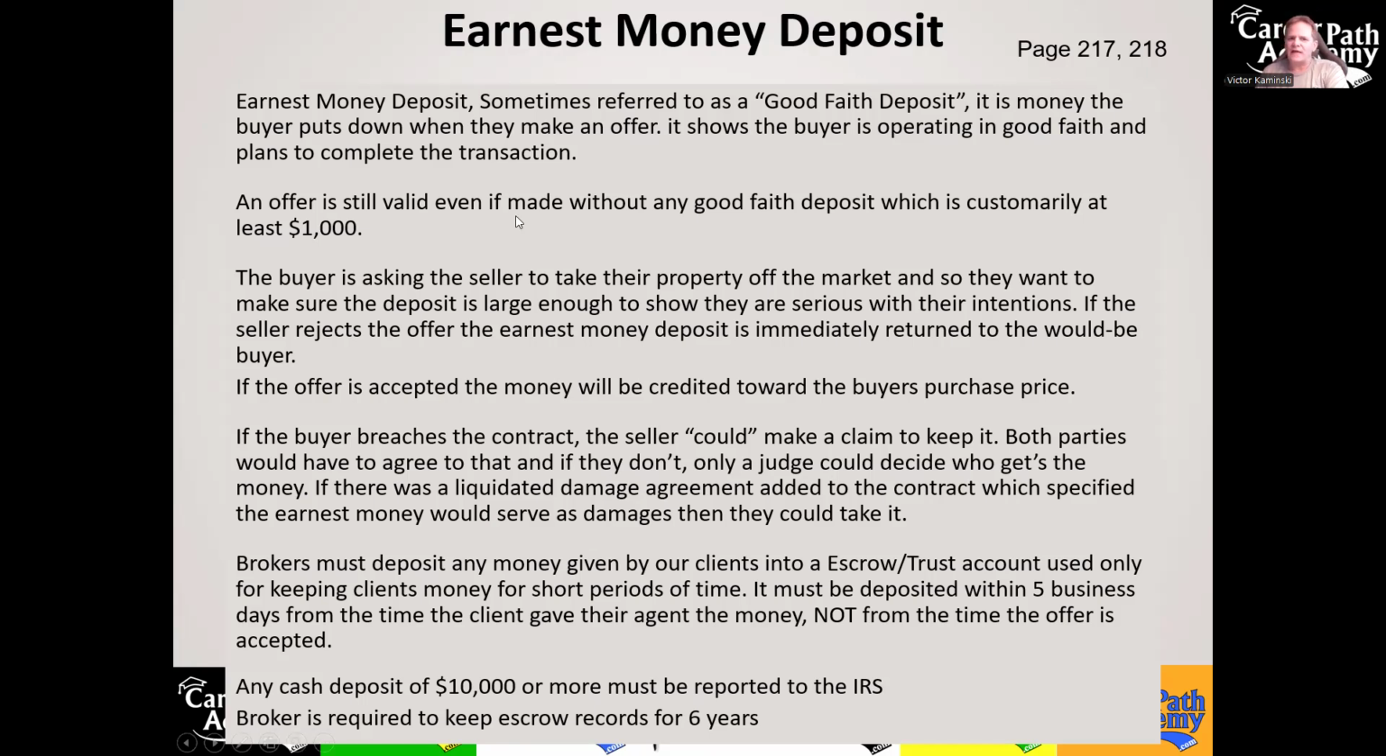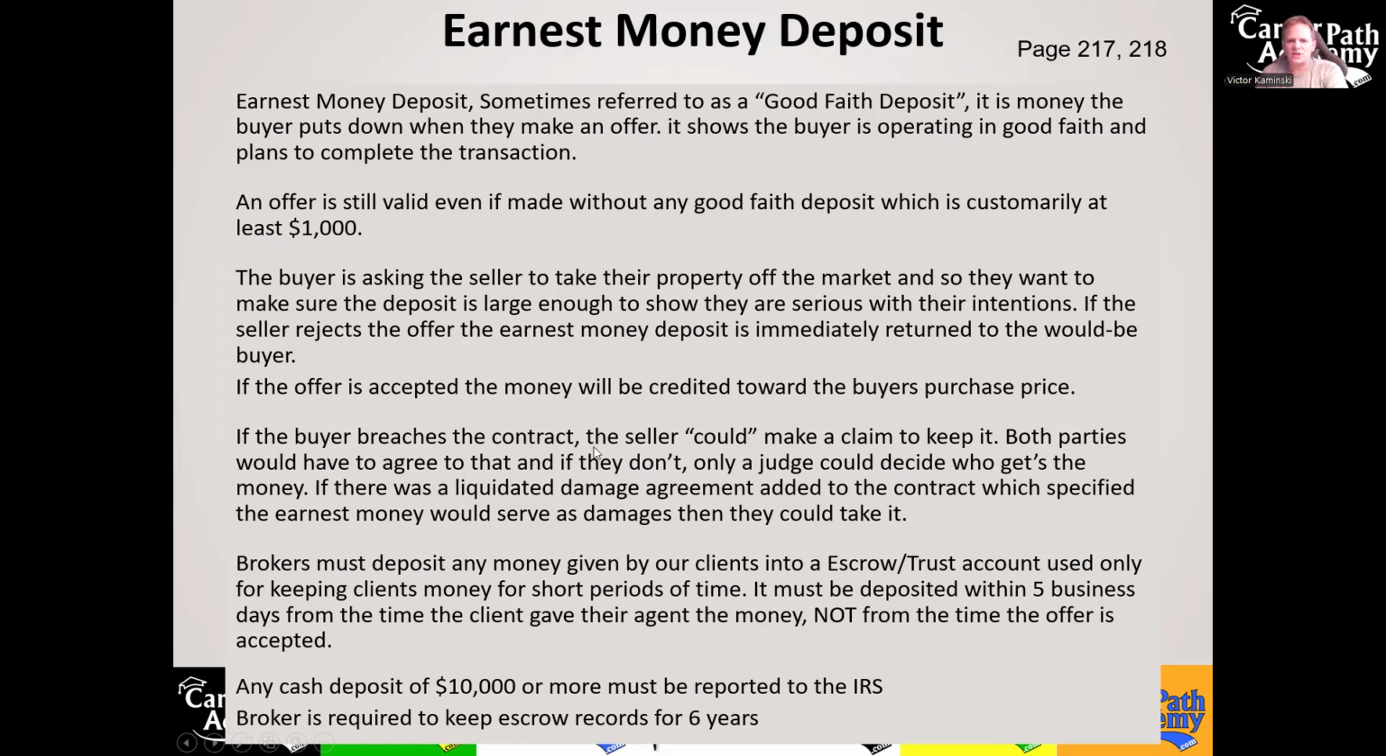An offer is still valid even if made without any good faith deposit, which is customarily at least $1,000. The buyer is asking the seller to take their property off the market, and so they want to make sure the deposit is large enough to show they are serious with their intentions. If the seller rejects the offer, the earnest money deposit is immediately returned to the would-be buyer. If the offer is accepted, the money will be credited towards the buyer's purchase price.